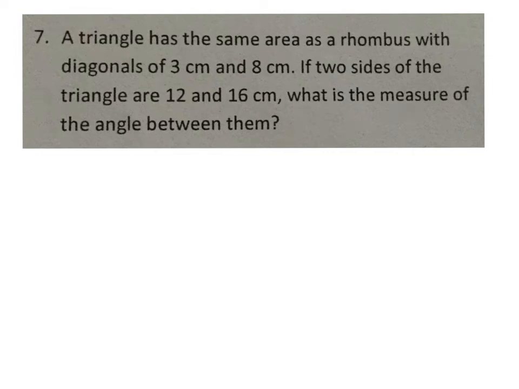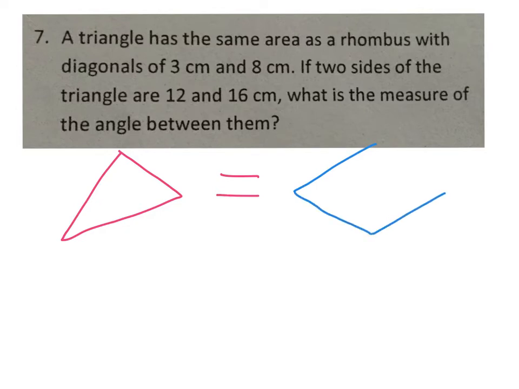So here in number 7 we read that we have a triangle that has the same area as a rhombus. So let's draw these two things. Sure, why not? So here I have a triangle, and the amount of space that that triangle takes up is the exact same amount of space as this rhombus. Okay, made out of the same piece of paper.